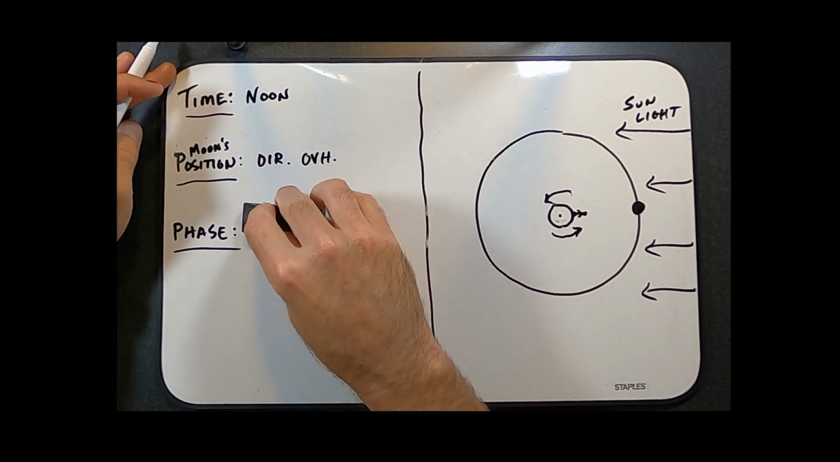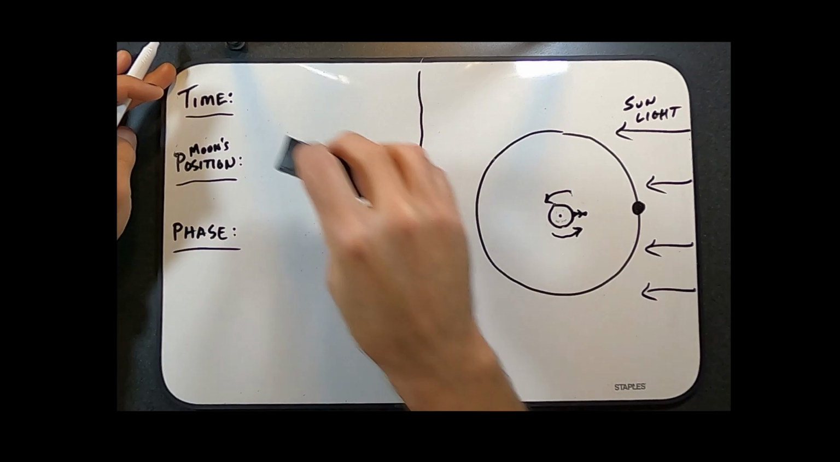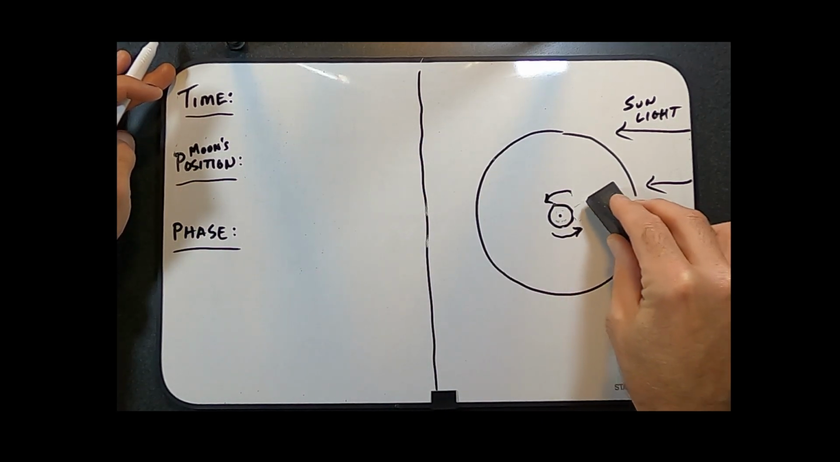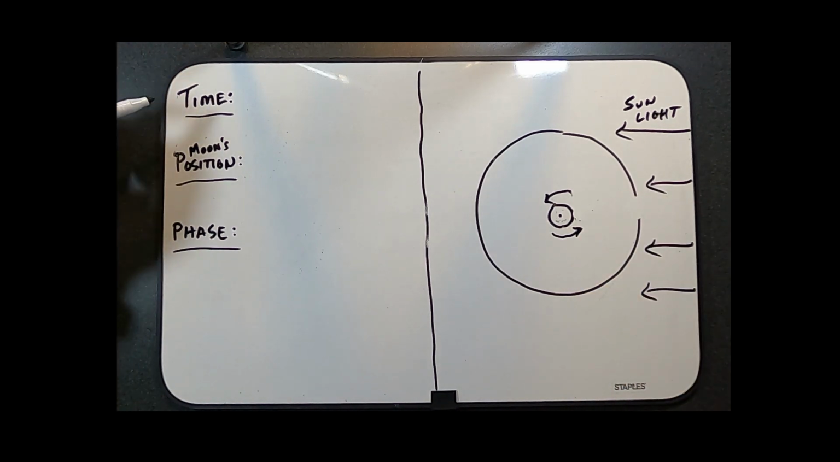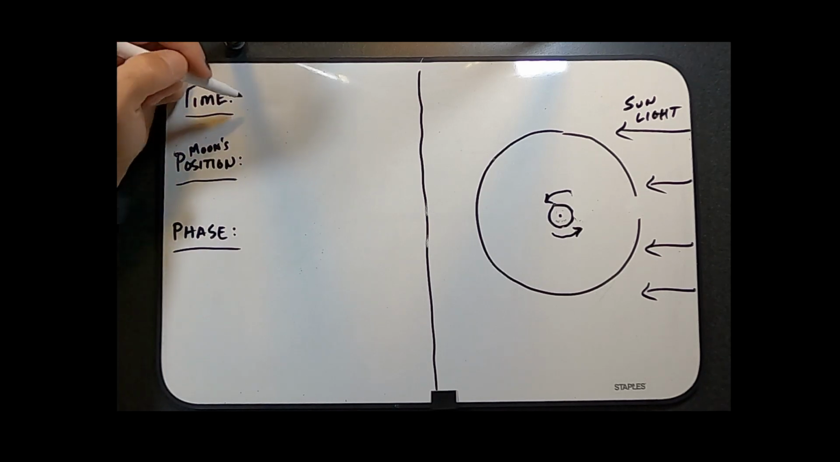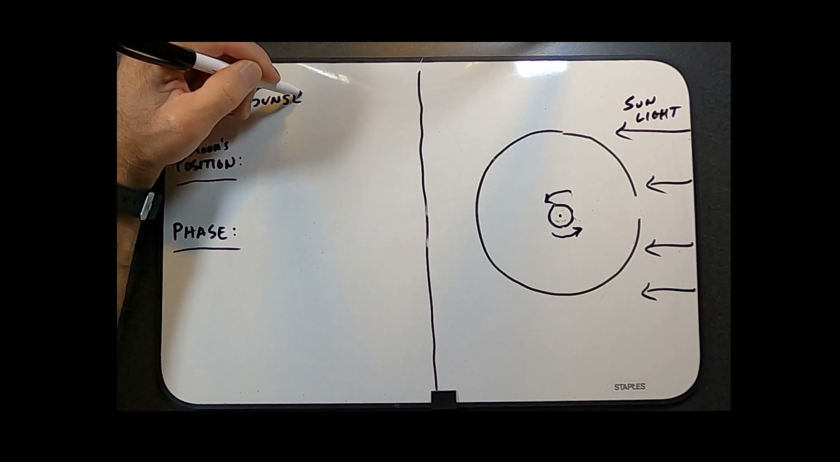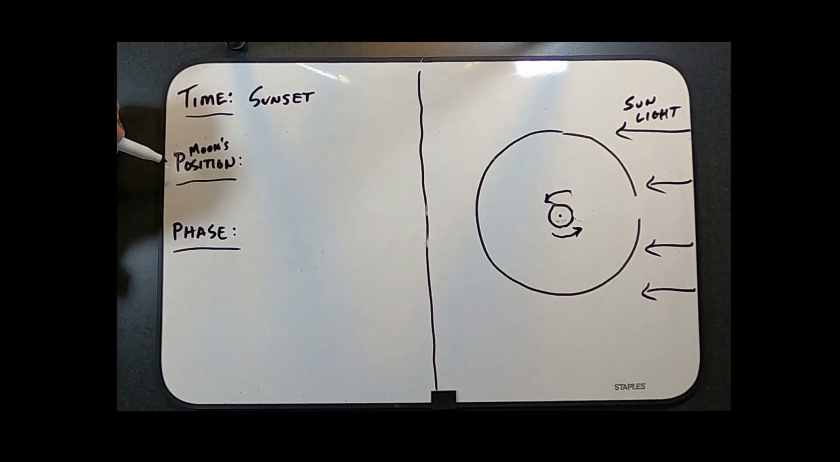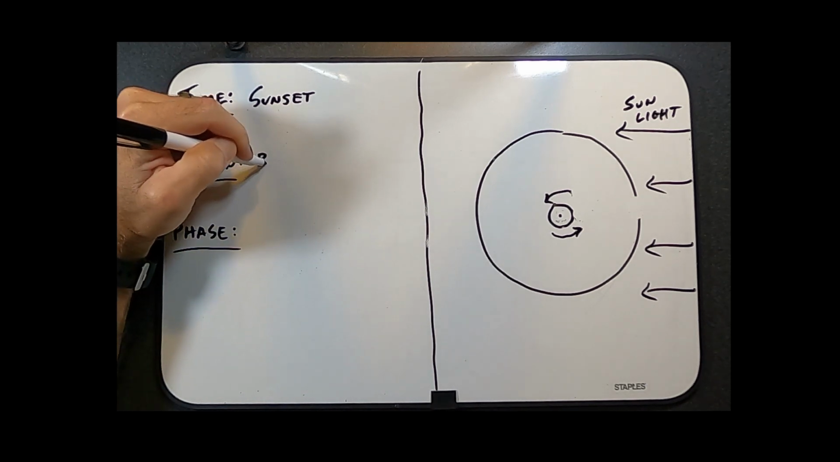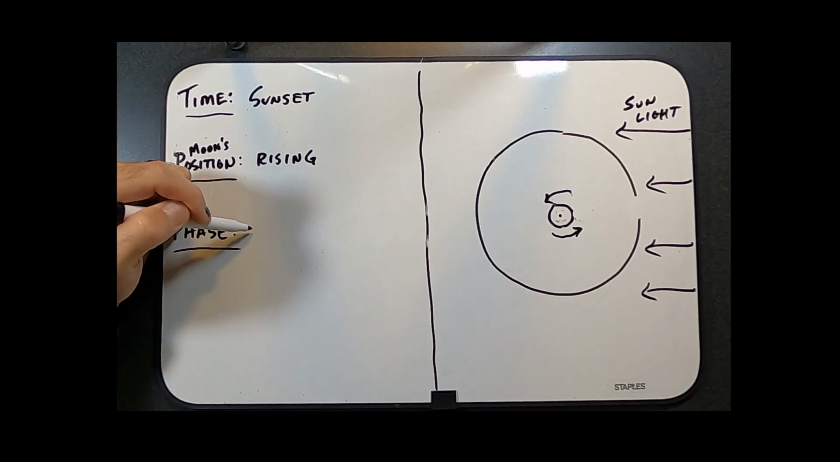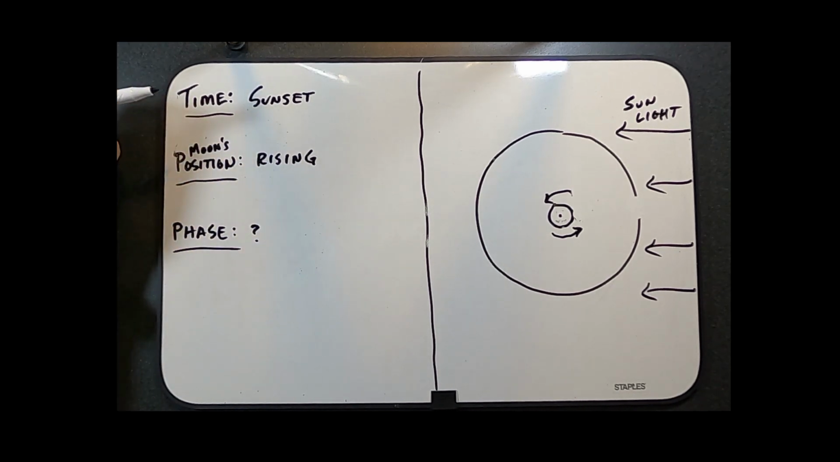Let me get my little cool eraser here. I'm going to clean this up by getting rid of that, and I'm going to get rid of the person here. Okay. Let's do another one that's sort of easy, maybe a little bit harder. Let's do the time of day is sunset. And, excuse me, the moon's position, let's call it rising. And then, of course, the question is, what is the phase if these two things are true?